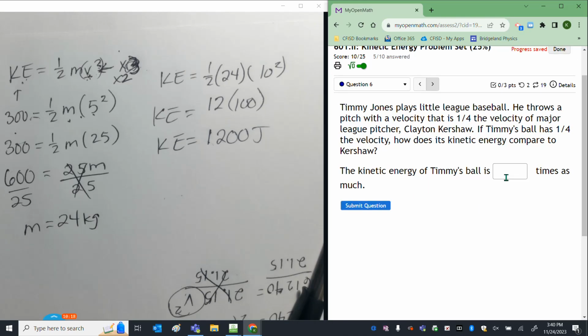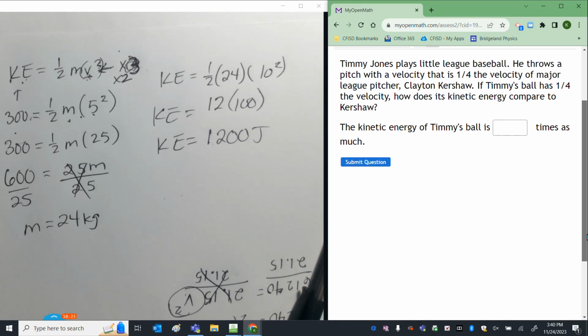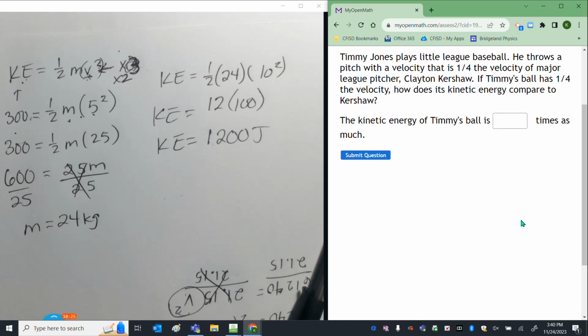Question number 6 on 601.2 says, Tommy Jones plays Little League Baseball. He throws a pitch with a velocity that is 1/4 the velocity of Major League pitcher Clayton Kershaw.